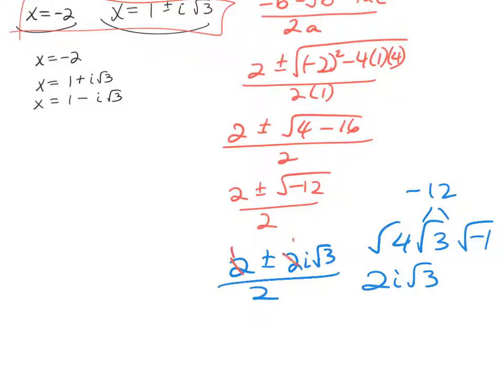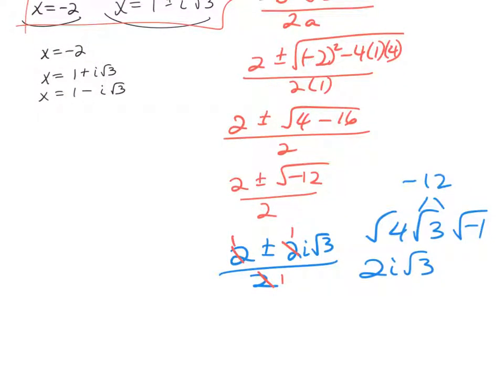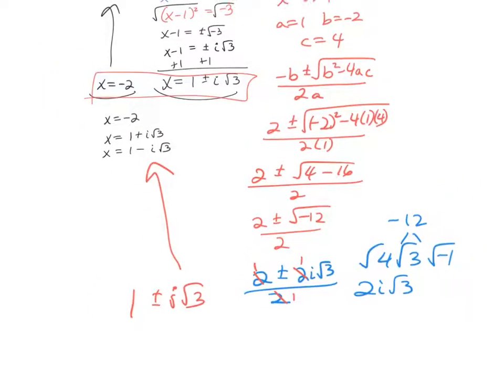This becomes a 1, a 1, a 1, leaving me with 1 plus or minus i square root 3, which is the same answer I got when I used completing the square. Yes? I never look inside the radical. Correct. The i comes out. You're square rooting the negative 1. Pretty good. So when you get to factoring the trinomial part of the cube, you can choose completing the square or quadratic formula, whatever you're more comfortable with.